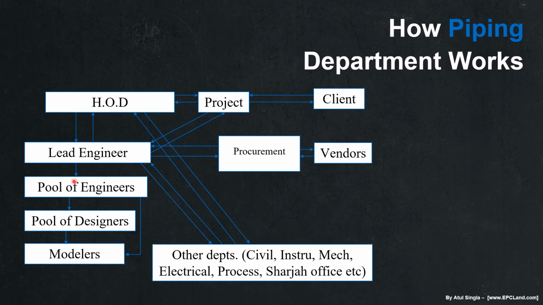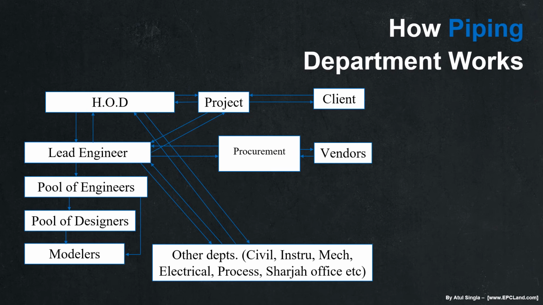Again, the pool of engineers and pool of designers who are associated with 2D and 3D activities will be answerable to the lead engineers. One engineer will be handling two or three designers or two or three modelers. So those kinds of groups, subgroups, will be there, which will be handled by engineers. Then all those subgroup leads will be answerable to the lead engineer, and the lead engineer will be associated with the HOD, the project team, and procurement activities.